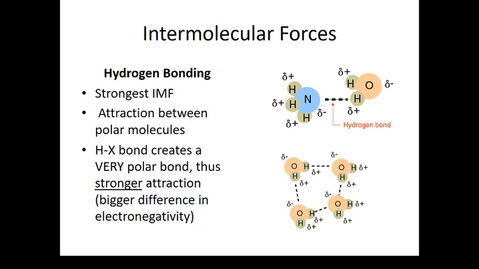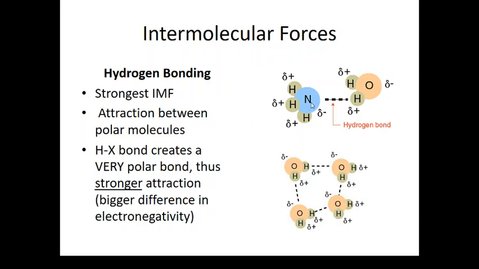When we're looking at water, there's actually a particular type of intermolecular force that is going on. This is the strongest version of intermolecular forces, which is called hydrogen bonding. Hydrogen bonding is the attraction between polar molecules. H and X bond, creating a very, very polar bond, thus a very strong attraction for other molecules within the substance. The bigger the difference in electronegativity, the stronger the attraction. Hydrogen bonding is formed when hydrogen bonds with either nitrogen, oxygen, or fluorine.